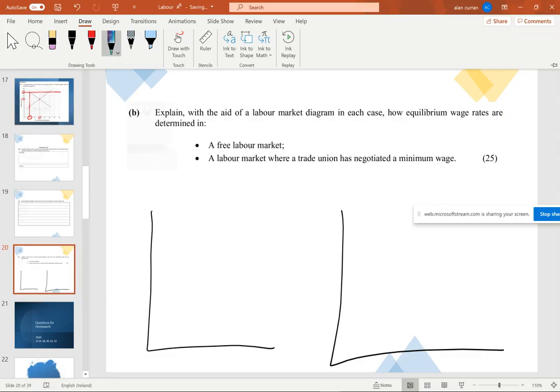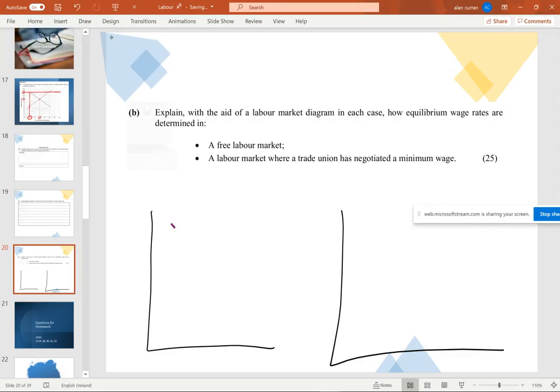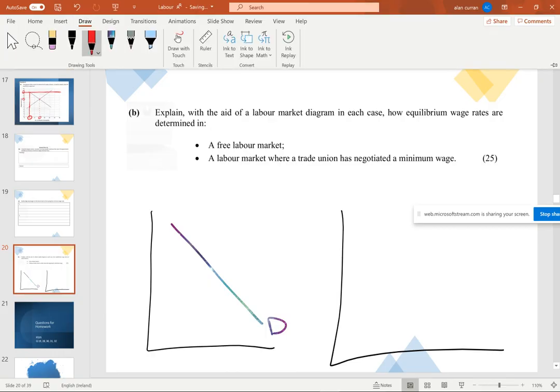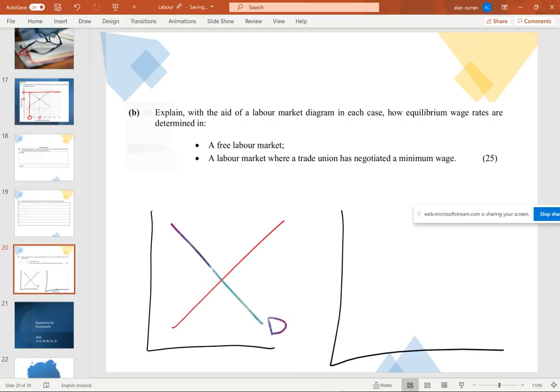So what do we need? We need two color pens. So in a free labor market, the demand is here, correct? There's a nice colorful one. And what's happening then with supply? Supply is here. Where's our equilibrium wage rate? Right there. Don't forget to put in price or wage, I say. And don't forget to put in quantity of labor. So QL, quantity of labor. And there's our equilibrium. So there's our WE and there's our QE.